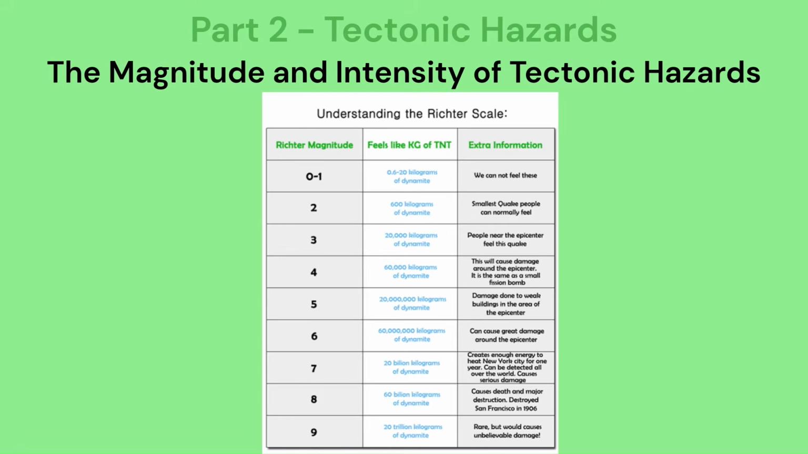Firstly, we will look at the scales used for tectonic hazards. This is the Richter scale. It is used to measure the severity of earthquakes on a scale from 0 to 9. It is a measurement of the amplitude of the waves produced by an earthquake. It is an absolute scale. This means it will be the same wherever the earthquake happens.